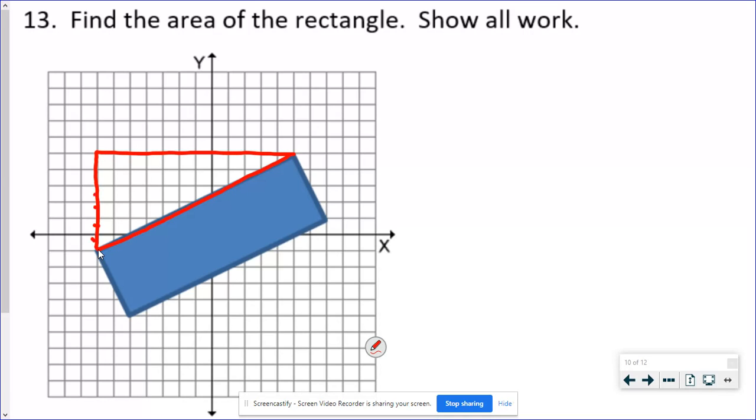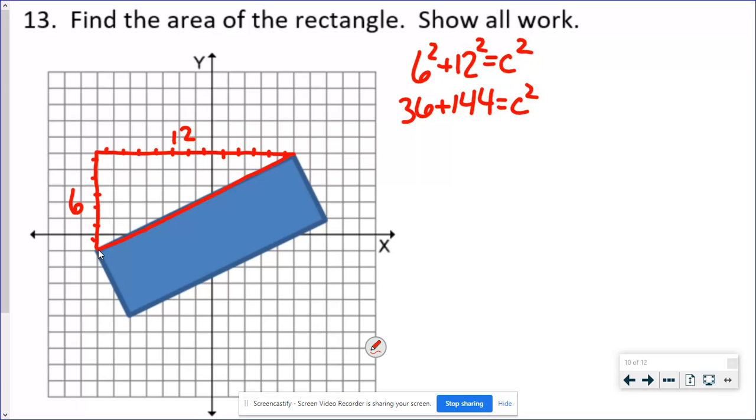This is 1, 2, 3, 4, 5, 6 units long, and 1, 2, 3, 4, 5, 6, 7, 8, 9, 10, 11, 12 units long. So I'm going to use those two dimensions to find, I guess we're just going to stick with that as a C. So we'll find 6 squared plus 12 squared equals C squared. 36 plus 144, and that is 180.